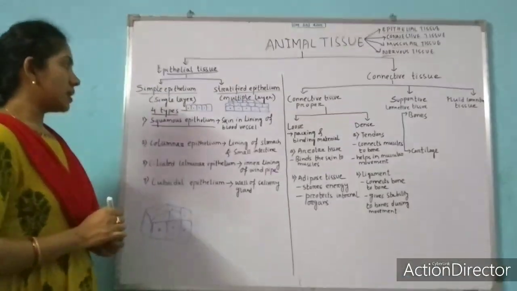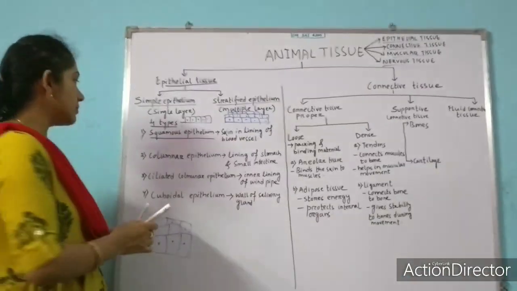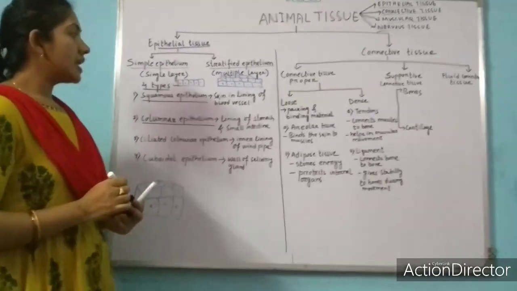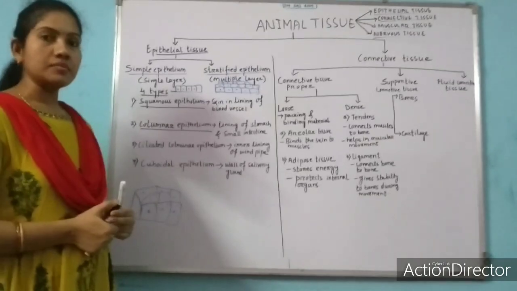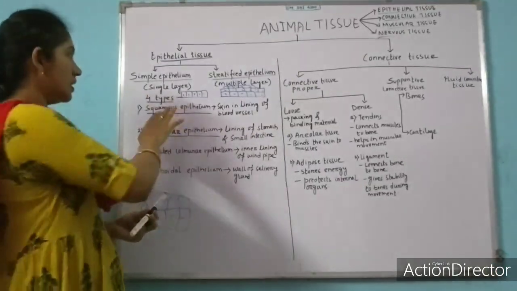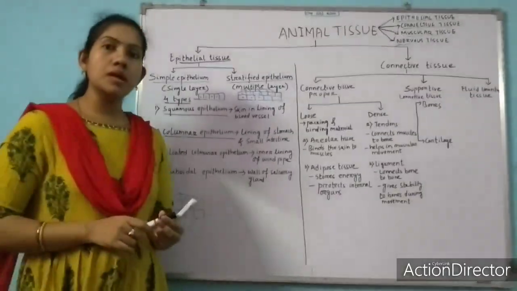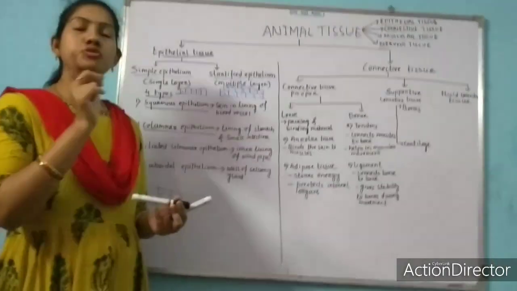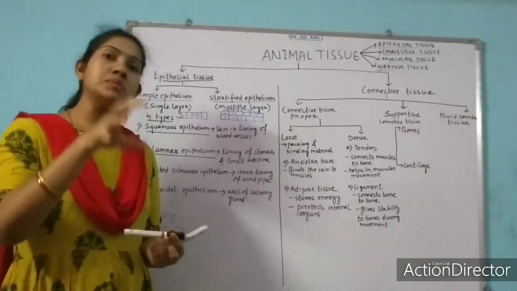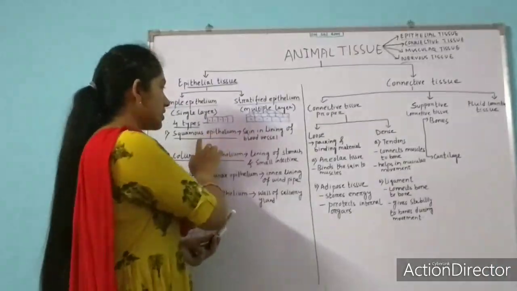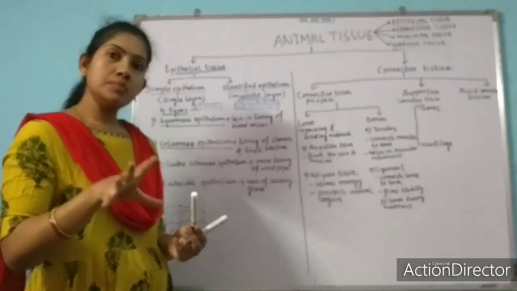Now come to columnar epithelium. Columnar epithelium is the kind of epithelium present on the lining of the stomach and small intestine. One thing again I am telling: squamous epithelium is present on the lining of skin and blood vessels, and its main function is to provide protection. Remember, the main function of squamous epithelium is to provide protection.